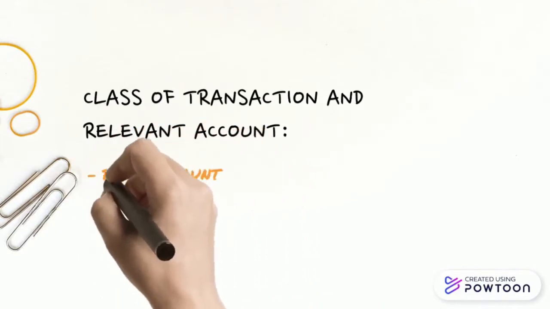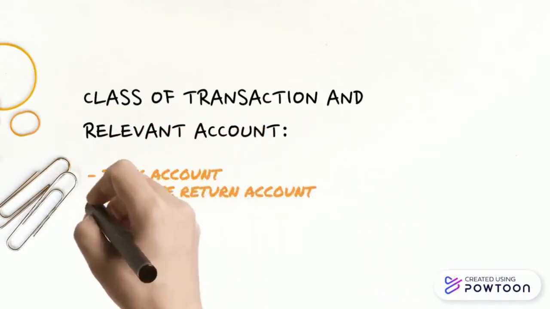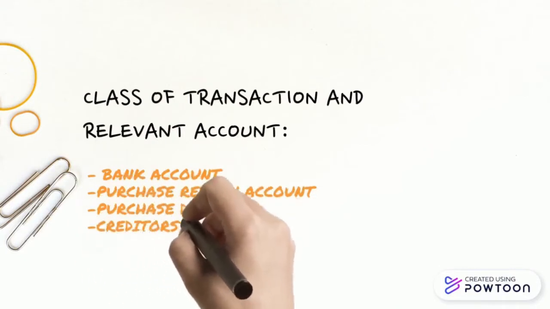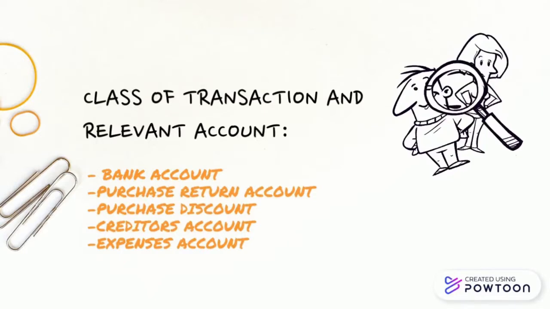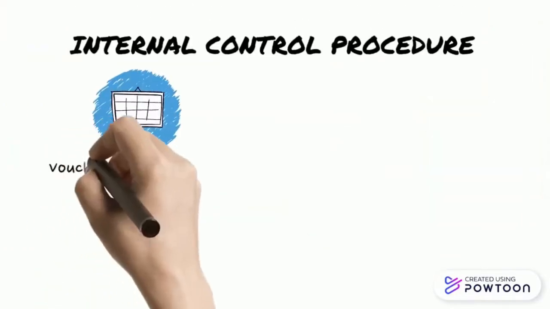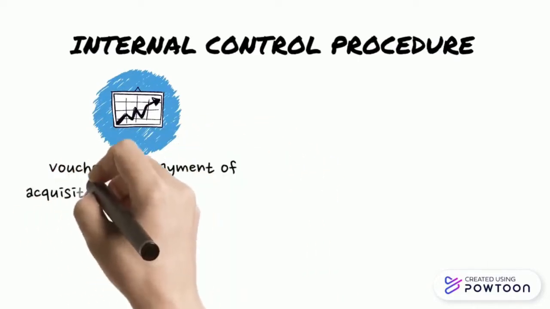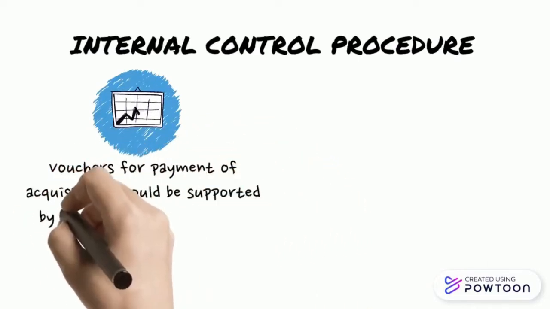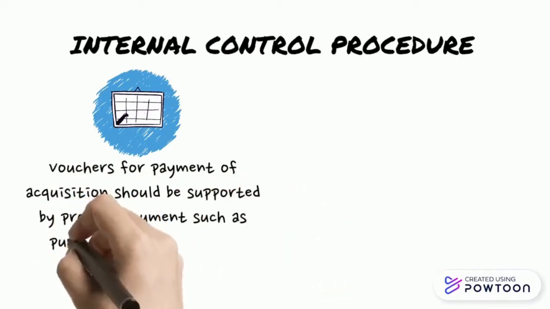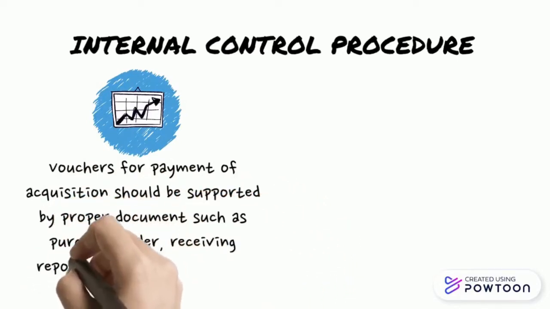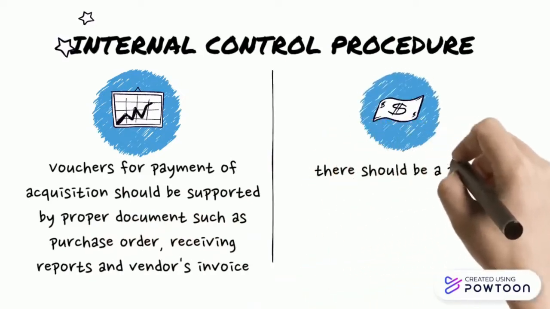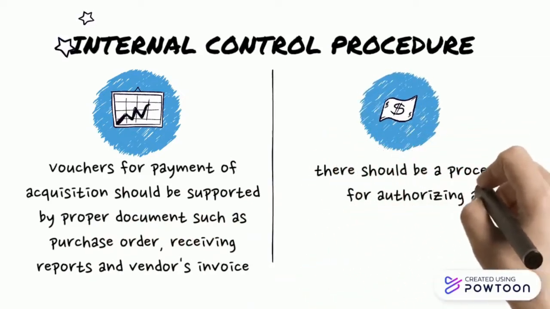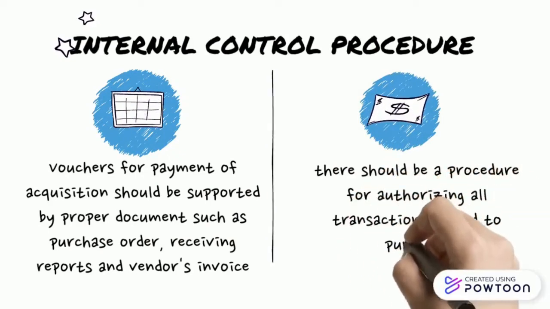Next, class of transaction and relevant account can be divided into 5, which are bank account, purchase return account, purchase discount, creditors account, and expenses account. Next, the internal control procedure for occurrence is the vouchers for payment of acquisition should be supported by proper documents such as purchase order, receiving reports, and vendor's invoice. Next, there also should be a procedure for authorizing all transactions related to purchase.